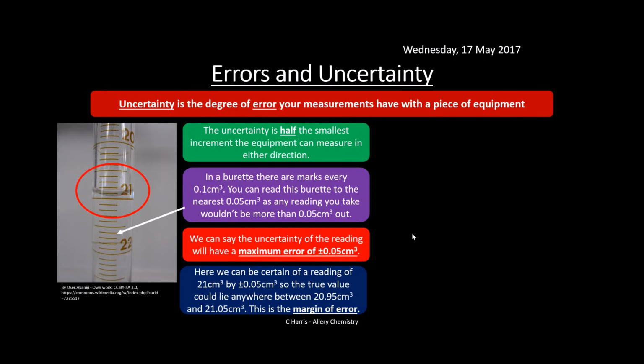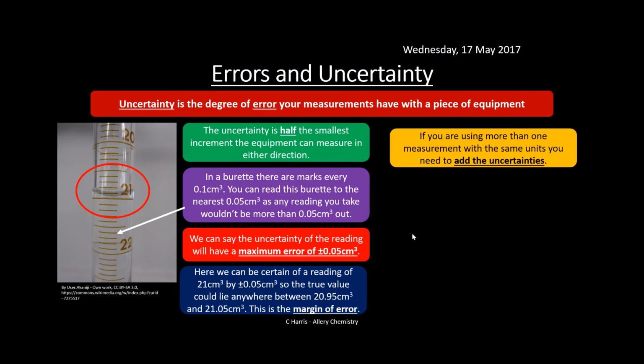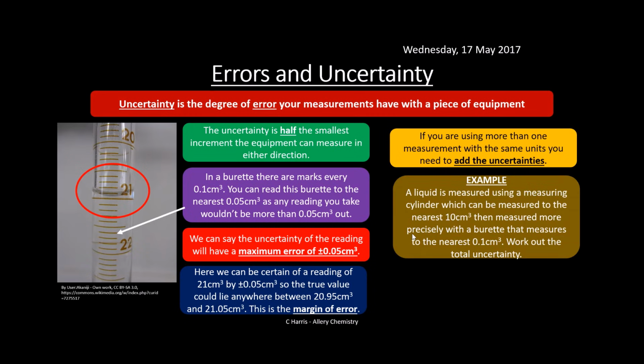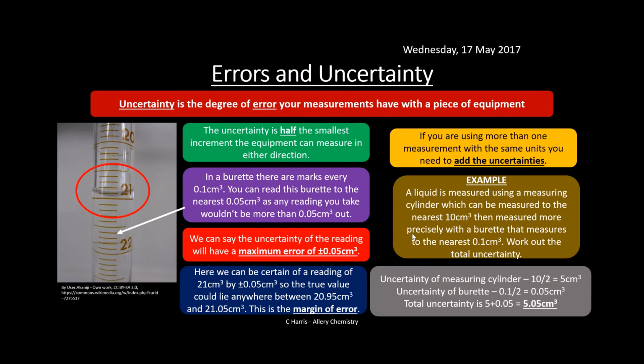Okay, so it's a bit like bounds. You might have done bounds in maths, which is upper and lower bounds. So basically this is just the degree of uncertainty. So if you're using more than one measurement, all you do is you add the same units. Obviously, if they've got the same units, you add them up to get the total uncertainty. So for example, a liquid is measured using a measuring cylinder, which can be measured to the nearest 10 centimeters cubed, then measured more precisely with a burette that measures to the nearest 0.1 centimeters cubed. Work out the total uncertainty. So you can see here the uncertainty of the measuring cylinder is basically 10 divided by 2, because remember it's half.